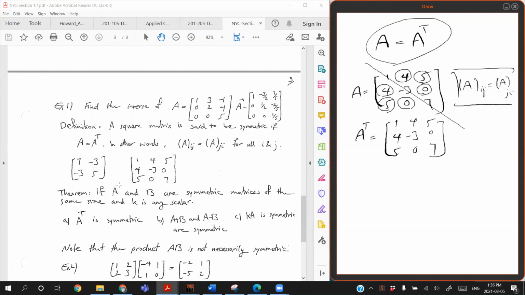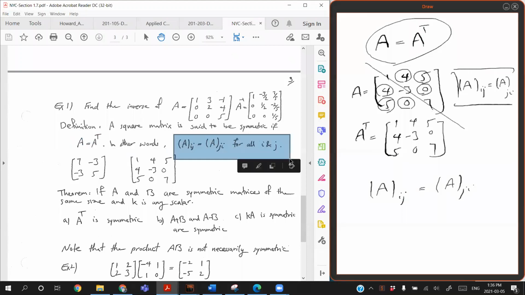So that's another way of defining a symmetric matrix. If for all i and j, the entry on the ith row and jth column is the same as the entry on the jth row and ith column, then that matrix is symmetric. Very good. So those are the two ways of defining a symmetric matrix. That's one way, and that's another way.